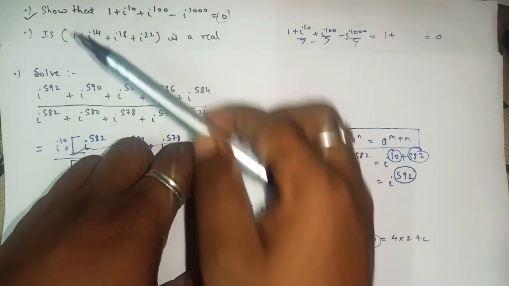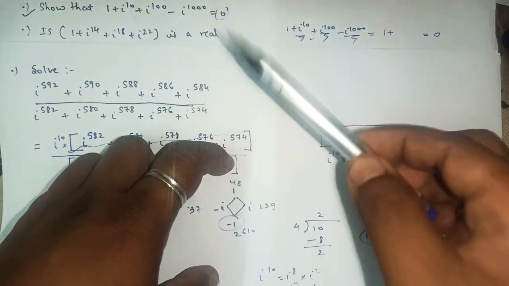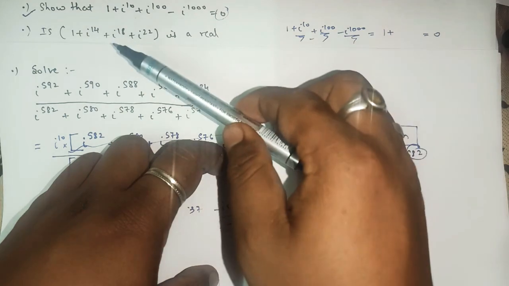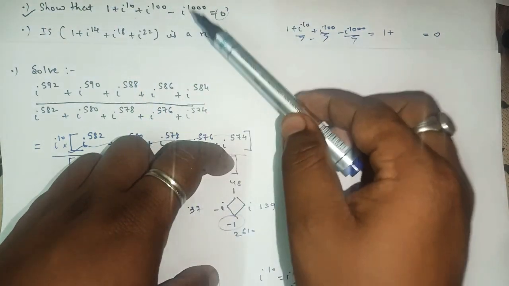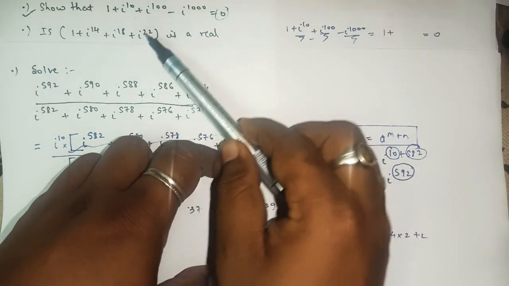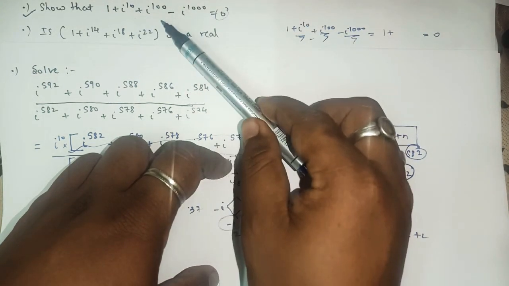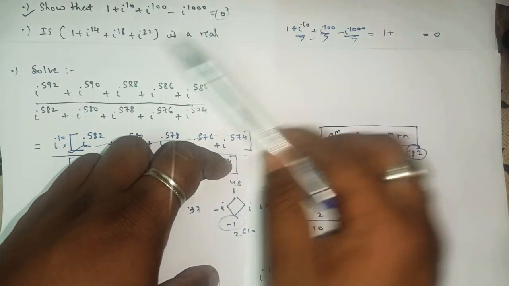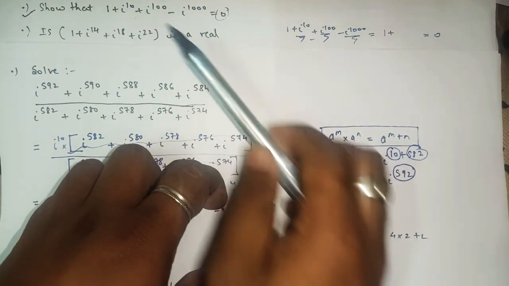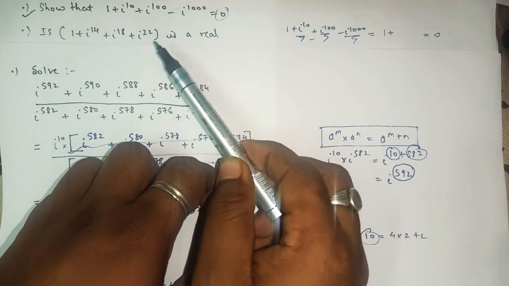because here it is mentioned show that, it is not check whether it is equal or not. It is mentioned that show that the left hand side answer should be equal to 0. So as you substitute the values of i raised to 10, 100 and 1000, of course the left hand side will be equal to 0, and hence it is proved. So please try this sum by yourself, and the second sum also.